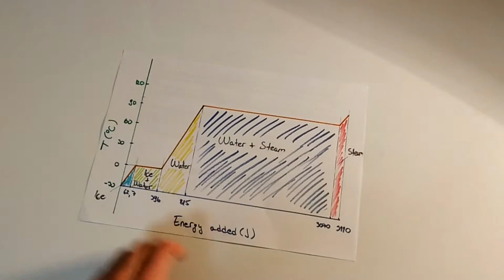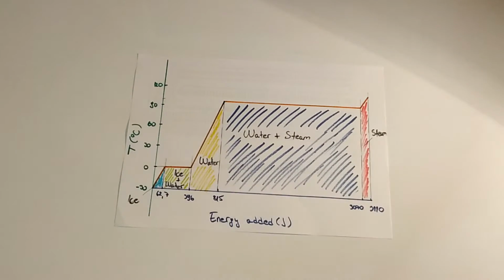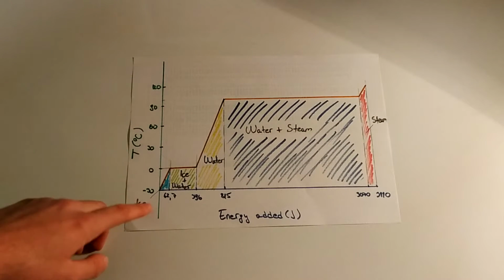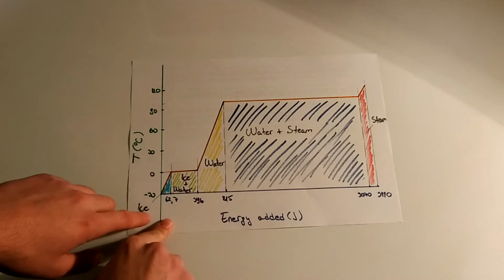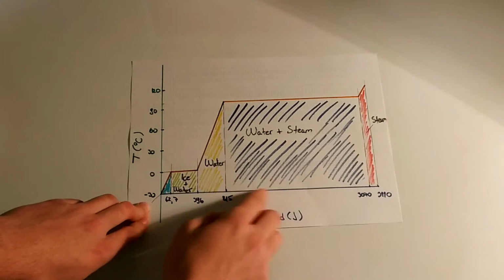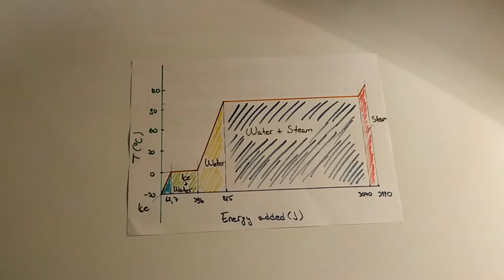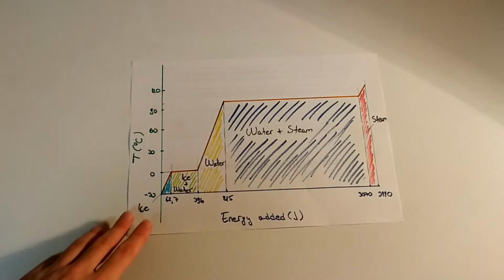Now here I have a graph. Let's say we have a certain amount of ice, and that ice is at first at minus 30 degrees Celsius. On the y-axis I have the temperature in degrees Celsius, and on the x-axis I have the energy added in joules. Now we're going to go step by step. First of all, the ice is at minus 30 degrees Celsius.